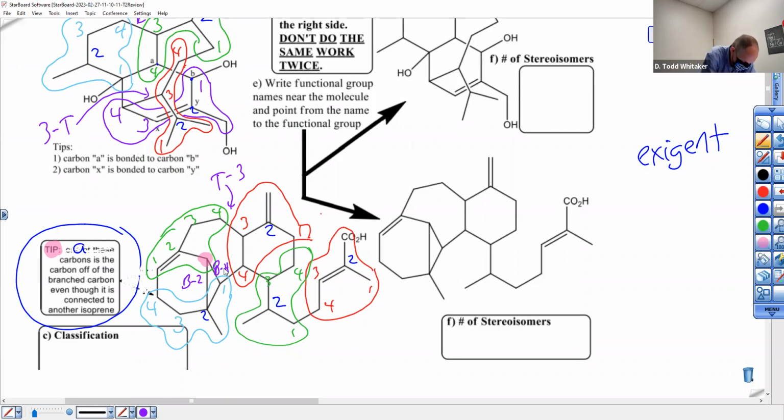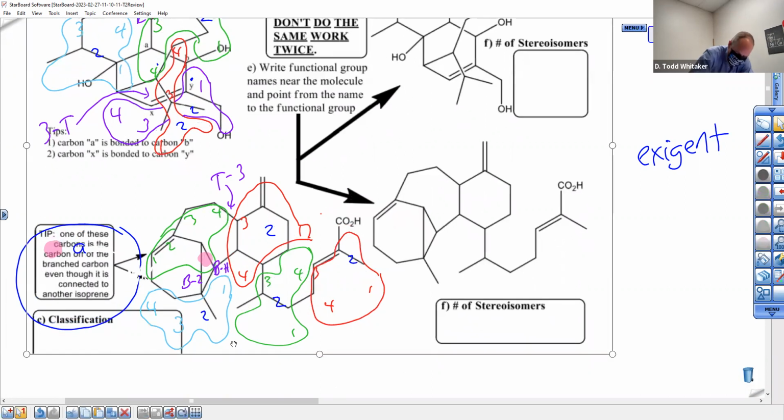And I don't like this. I don't like circles overlapping. I don't know how that happened. Okay, I think it moved. Okay. Head to tail, 3 to T again.